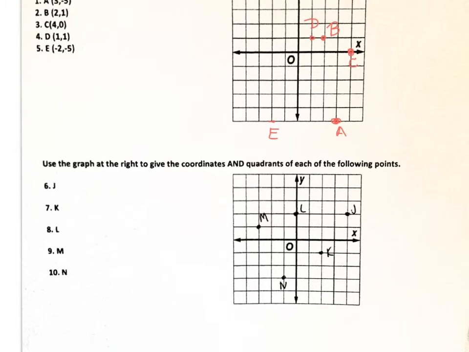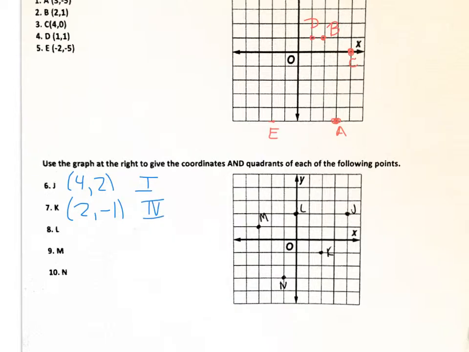So I'm going to do point J. With point J, it's over 1, 2, 3, 4, and it's up 2. So it's an ordered pair 4, 2, and it falls in quadrant 1. Point K is the ordered pair 2, negative 1, and that is in quadrant 4.